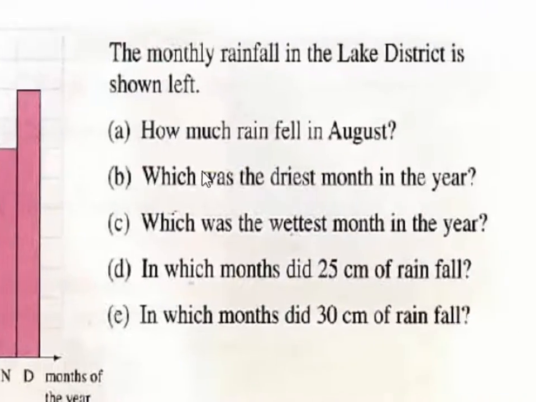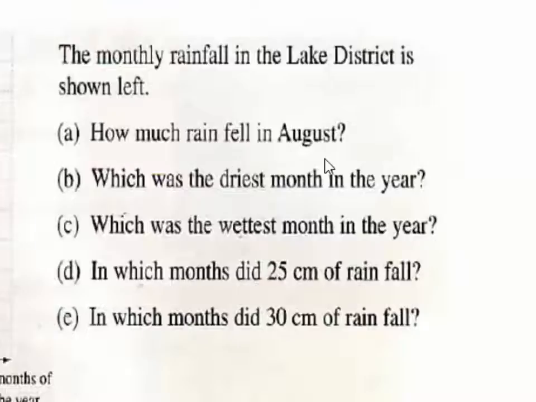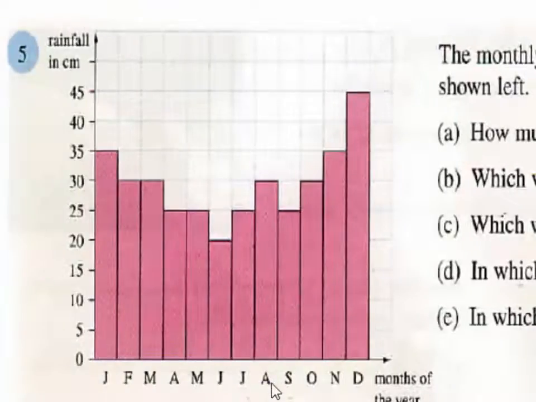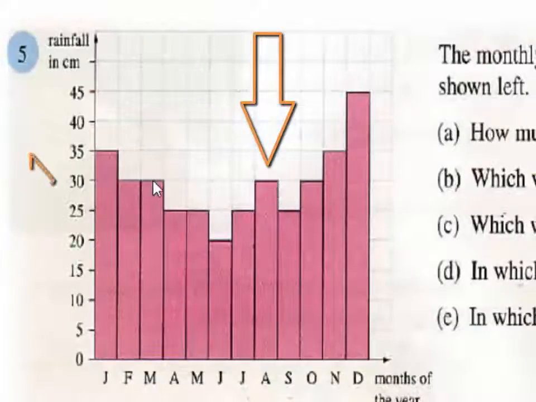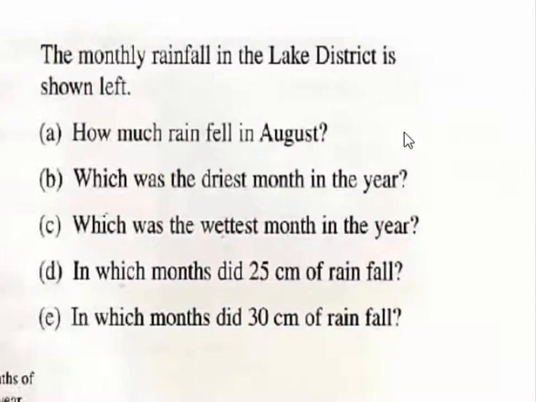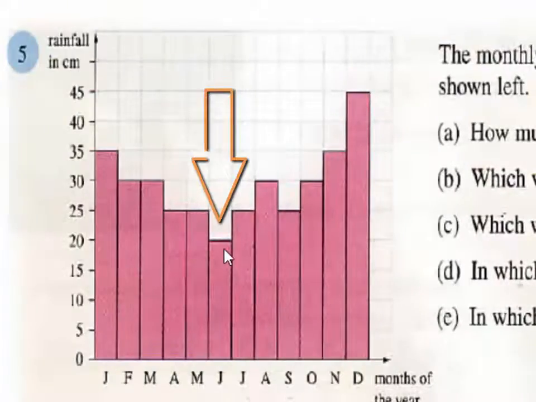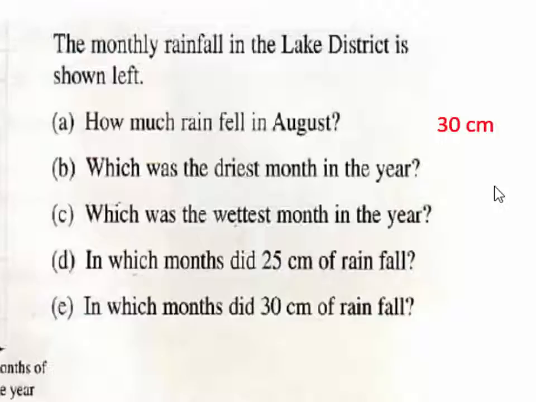So the first question says is how much rain fell in August. So I look across to find August, go up to the top, find the top of the bar, move across and pick up the answer 30. So the answer to the first one should be 30 centimeters. Which was the driest month in the year? That's the one with the least rainfall. Well, I think the one with the least rainfall is almost dead center there. It's J, in this case J for June. So it's just put down the month of the year, and that's going to be June.